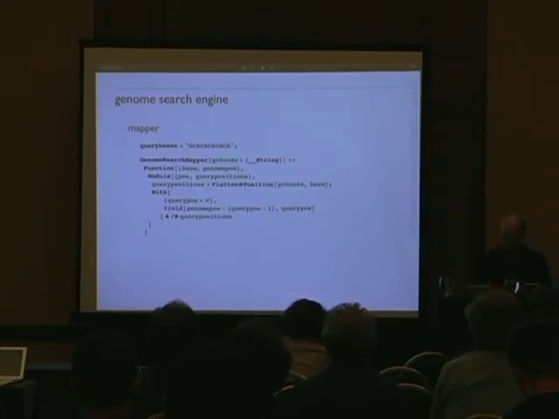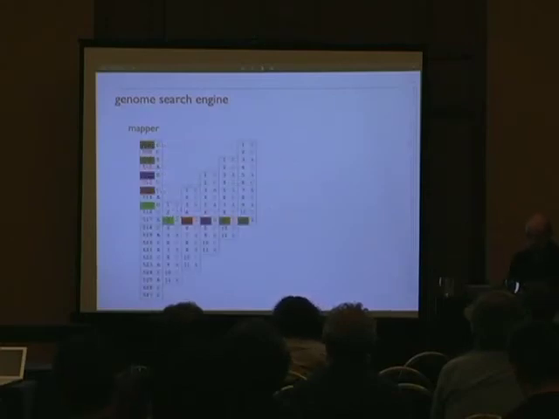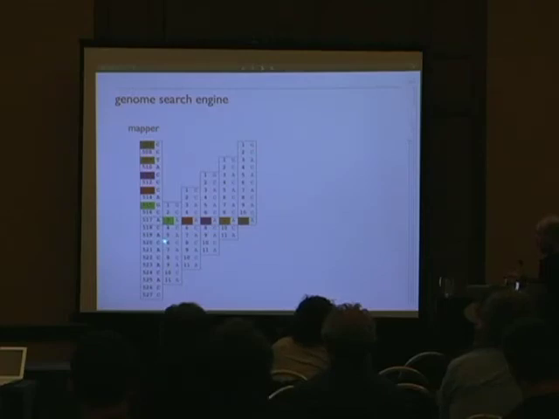So I'm not going to belabor the code here. I'm just going to show you a diagram that will hopefully explain what this mapper is doing. If all the mapper knows about is a single base on the genome and its position, and it knows the query sequence, how can it possibly align the query sequence with the genome? It doesn't know what the genome is. Well, it can't. All it can really do is say, okay, I know there's an A at this position on the genome, and I know where it is.